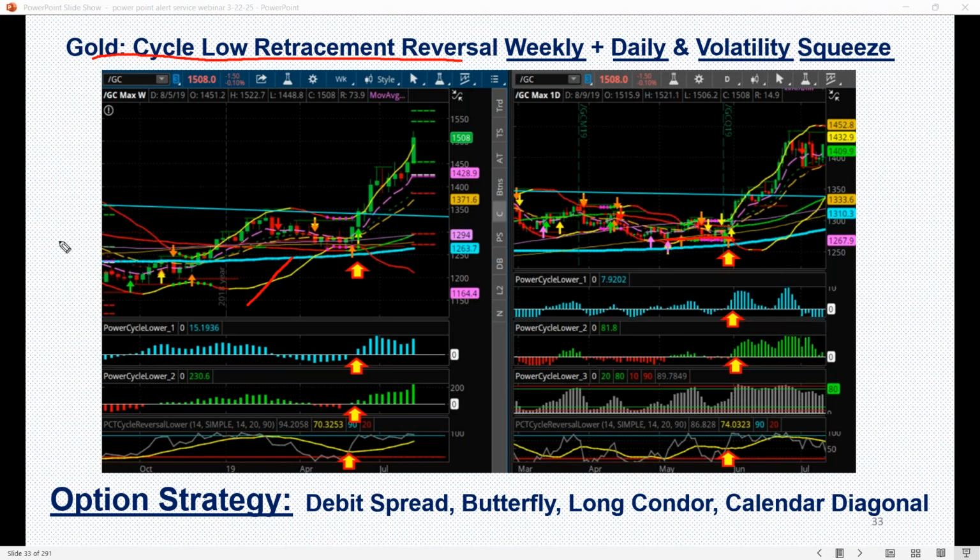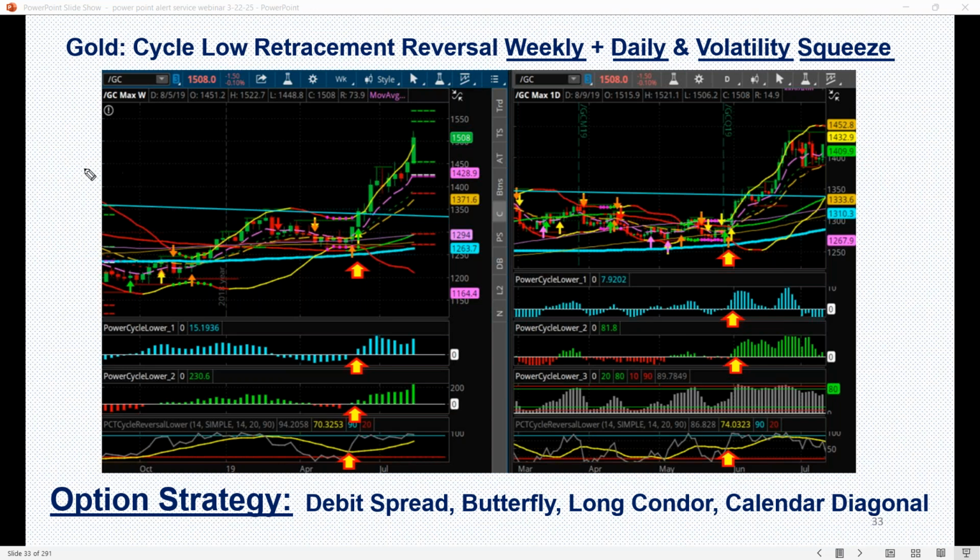Question, what is the difference between a long condor and an iron condor? Okay, good question, I'll show you here. With this one, you can see we're coming down, retracement off that moving average and a bounce, right? Now, again, look at what I'm looking at: my reversal indicator, momentum, where's it going to go? My probability of direction is to bounce to the upside at that point. Debit spread, butterfly, long condor, calendars. Okay, so here's the difference between a long condor and an iron condor.